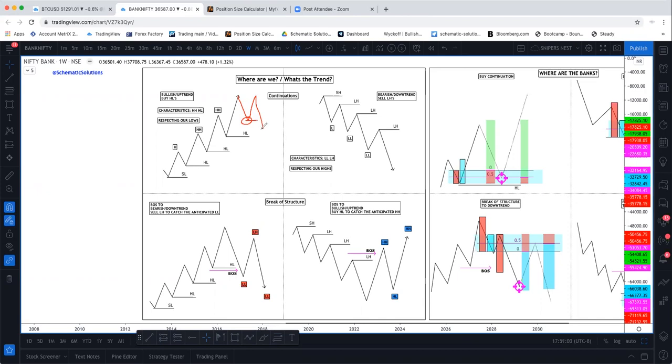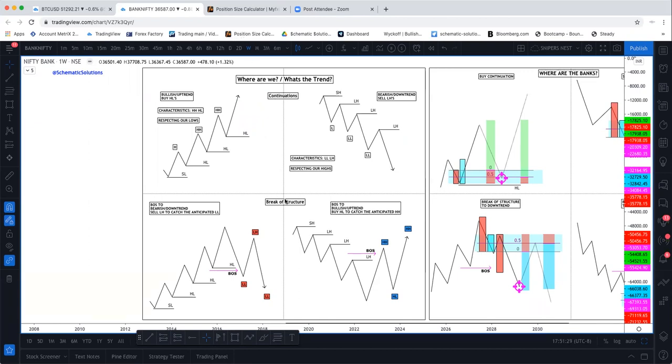Now, I hope you said no. The answer is no, this is not a higher low. The reason why this is not a higher low is because this failed to make a higher high. So we need our higher low to make a higher high, or we need our lower high to make a lower low. If it doesn't, it is not an actual lower high or higher low.